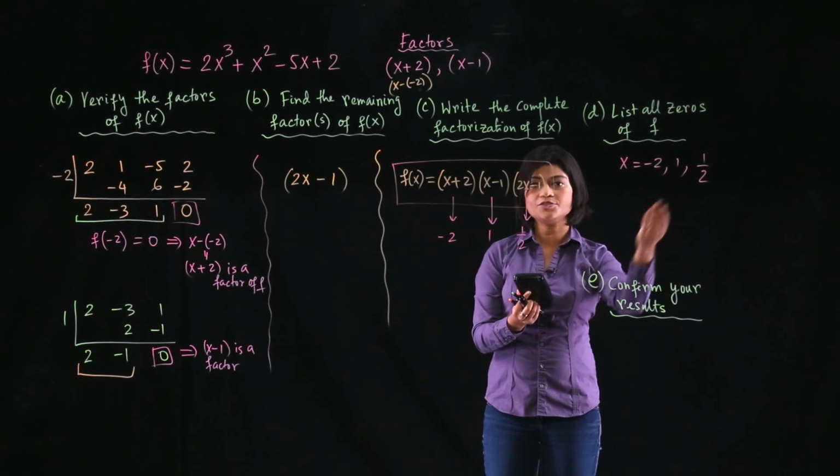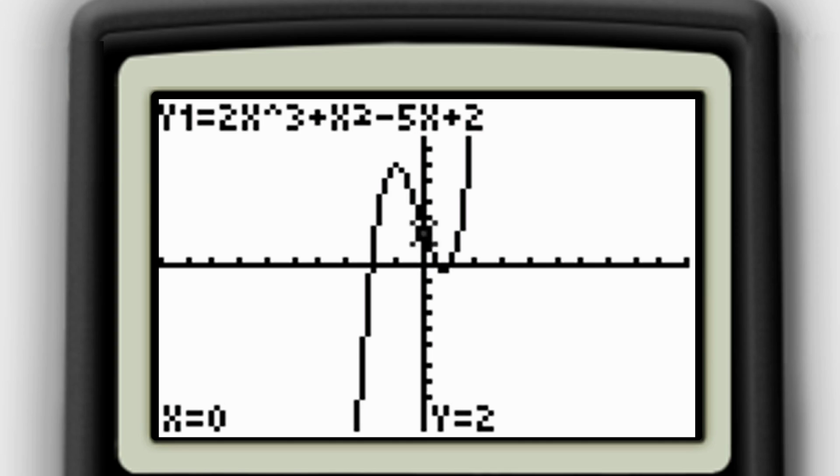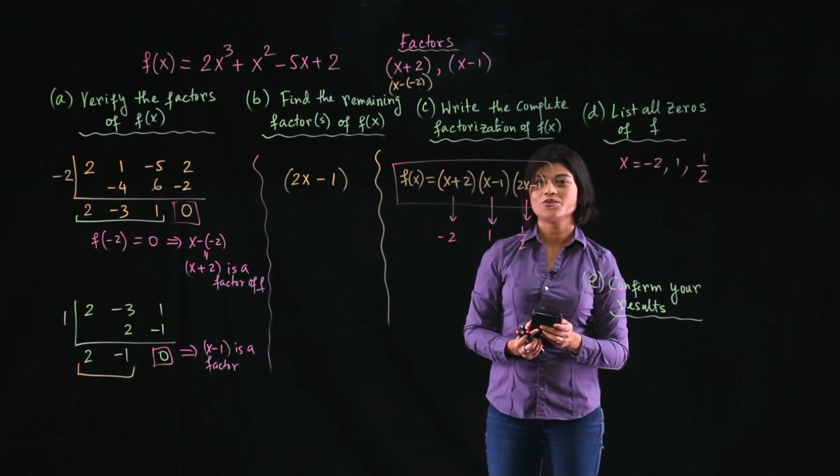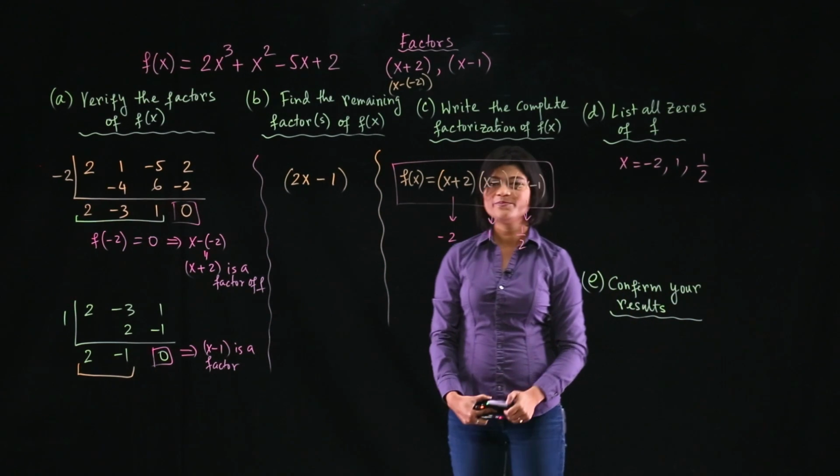To check these values, you can use trace and write down x equals negative 2, and you get 0. x equals 1 gives you the second one, and x equals 1/2 gives you the third one. So the graphing utility verifies that we have done everything correctly. That completes the problem. Thank you.